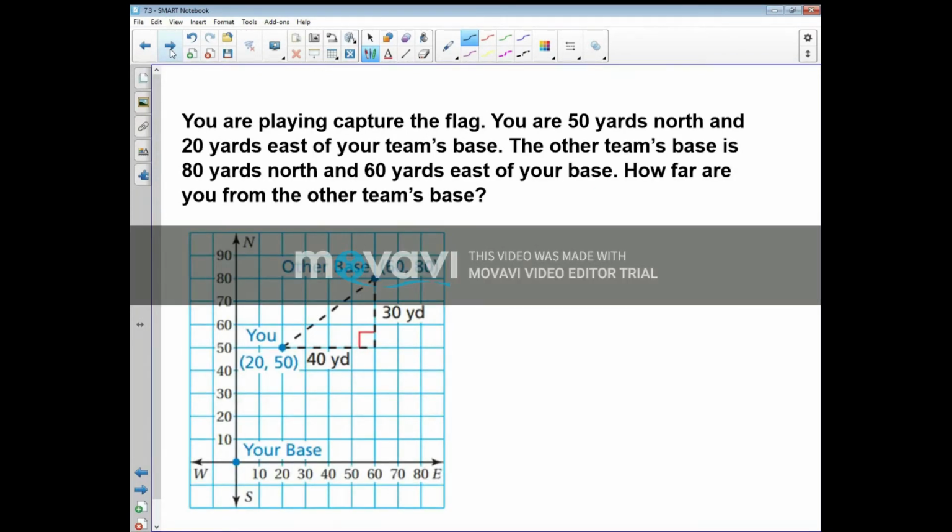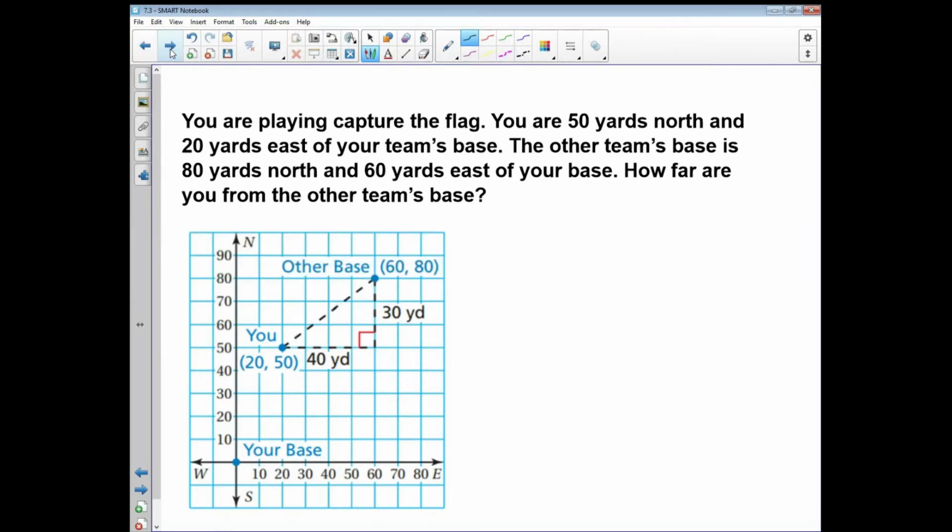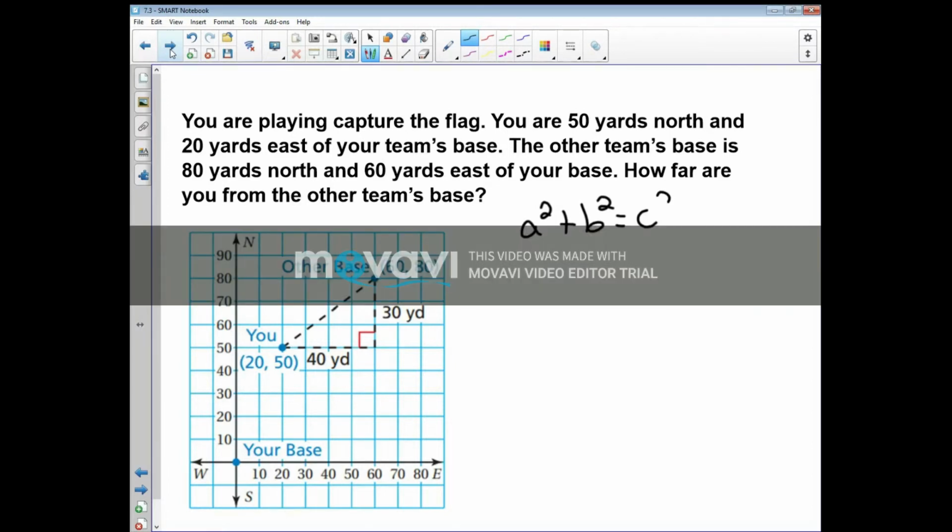All right, so we've got this real life example now. This would be something that you would maybe see on a 4 on an assessment. Teams are playing capture the flag. You're 50 yards north and 20 yards east of your base, and the other team's base is 80 yards north and 60 yards east. How far are you from the other team's base?